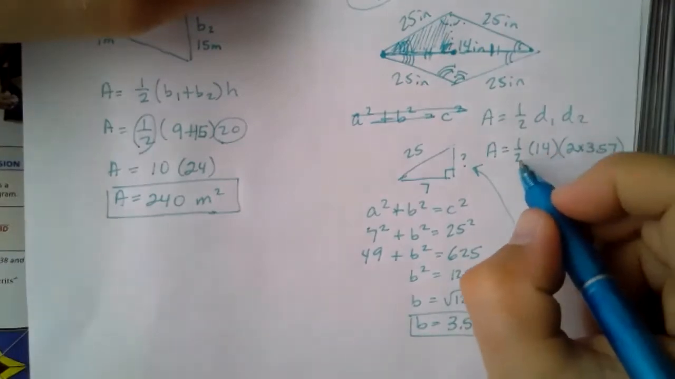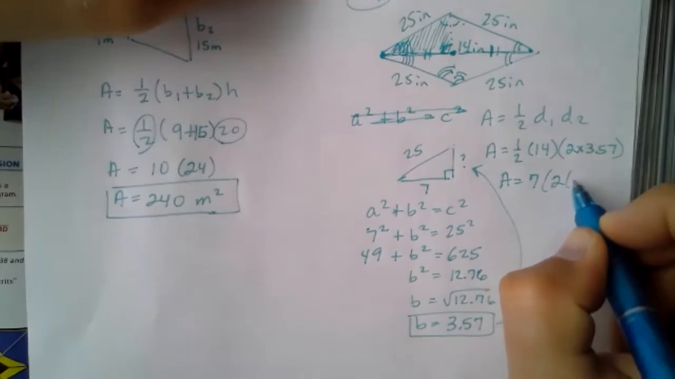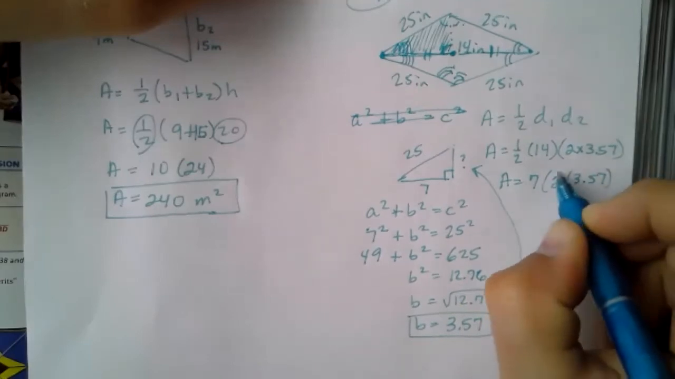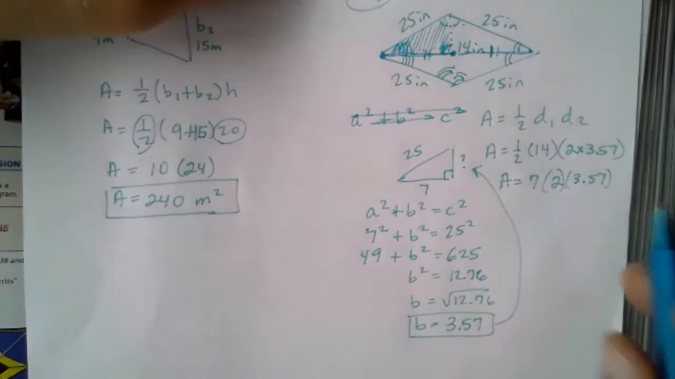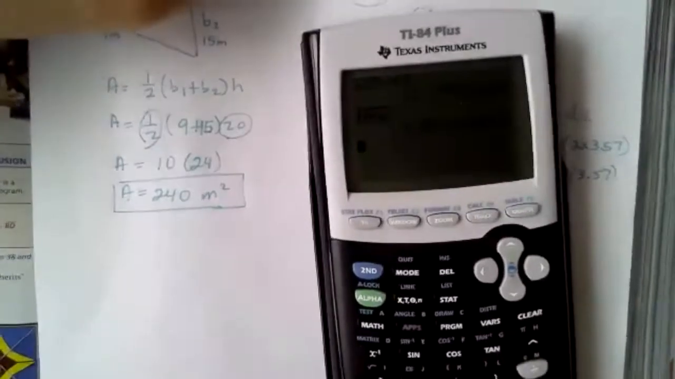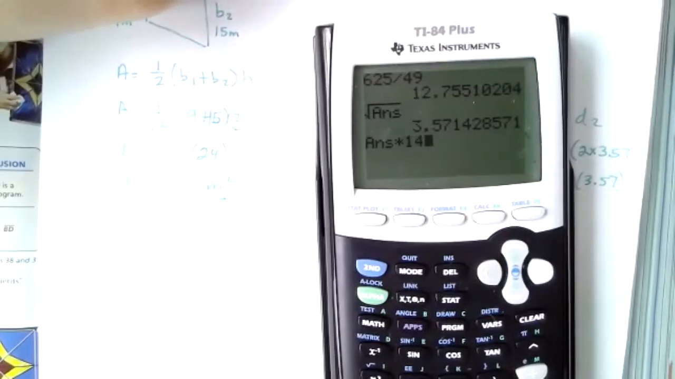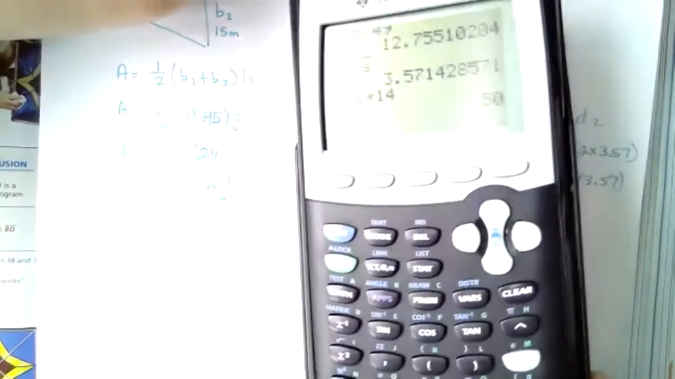All right? And half of 14 is 7. And times 2 times 3.57. All right, so that's going to be 14 times 3.57, or let's see if I can zoom this in again. 14 times 3.57. I should get right at 50. See that? All right, so the area is 50 inches squared. Okay, so number 7's answer, let's go back and look at that.